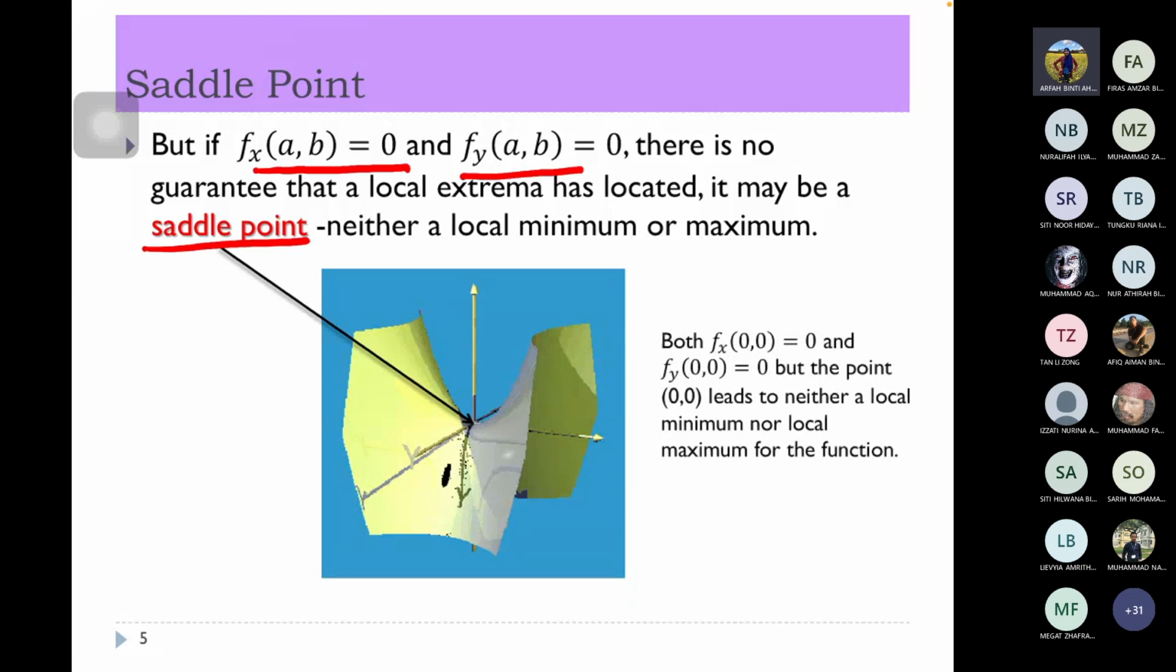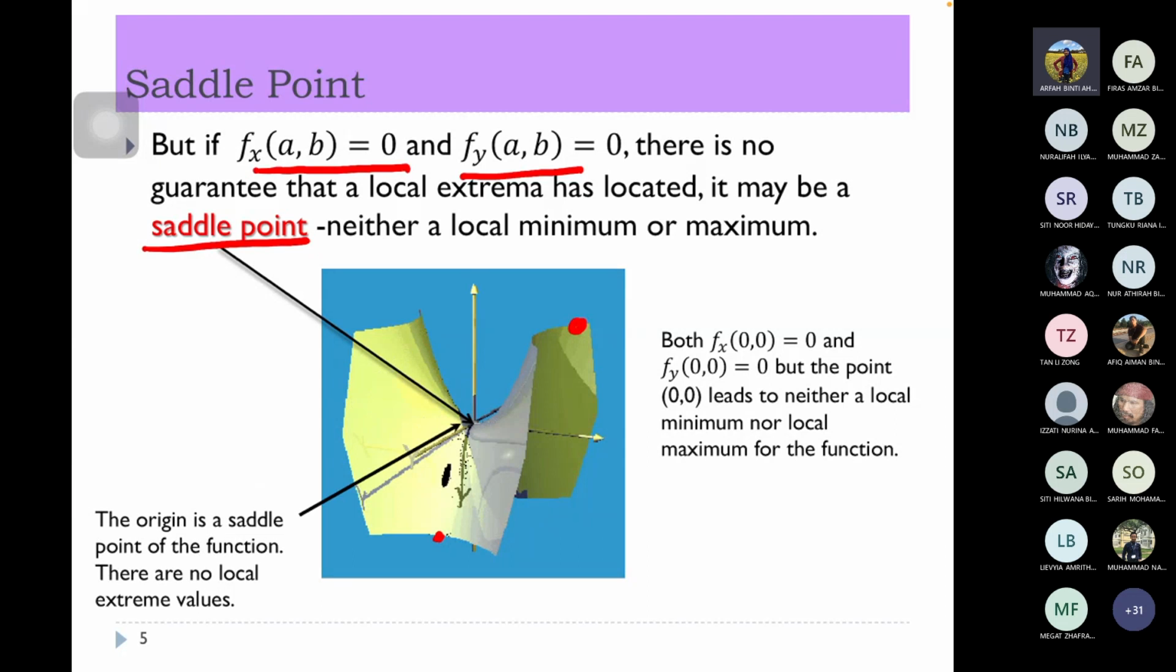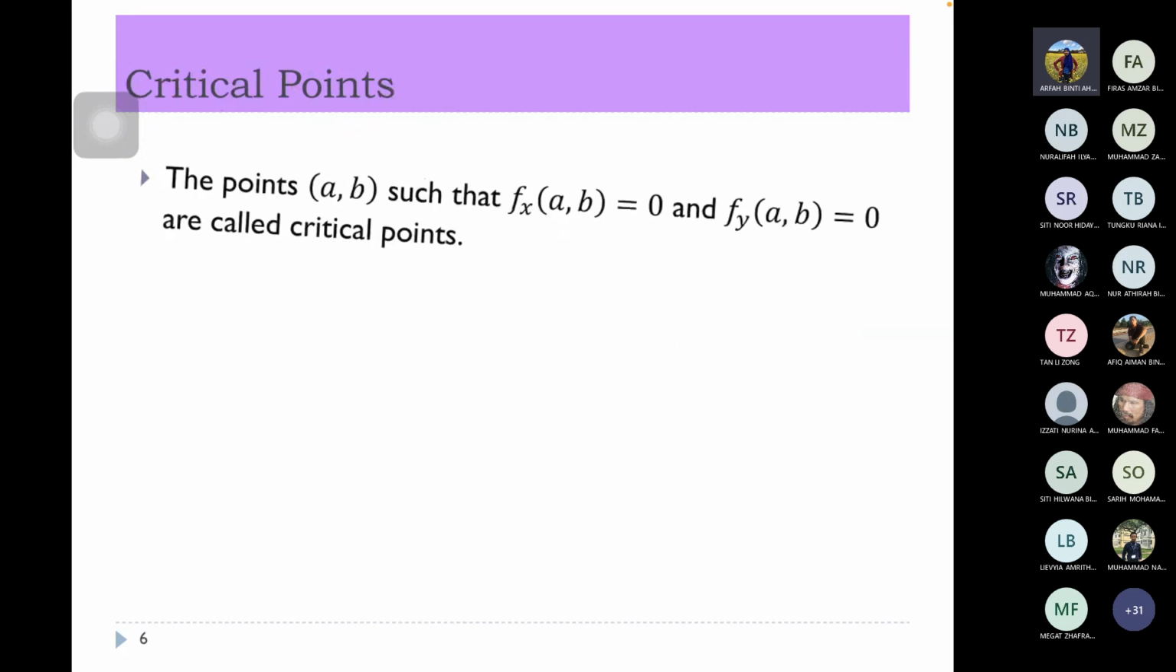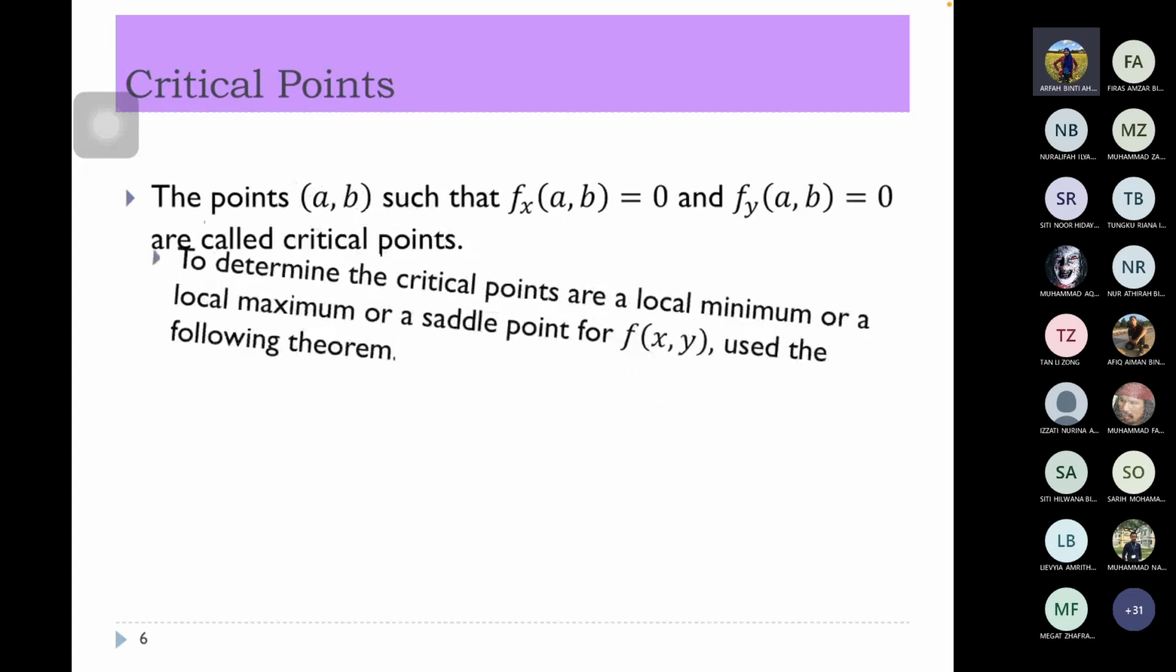Okay. Sebab dia ada solid dia ke bawah lagi. Mungkin yang ini sebenarnya yang local minimum, and this one is actually the local maximum. So kalau dapat sama dengan kosong, it is actually a saddle point. Okay. The origin is a saddle point of the function. There are no local extreme values in this case. So, yep, that is how to find the minimum, maximum or a saddle point, and how we will find the critical points.